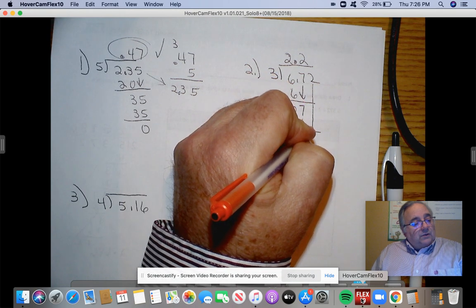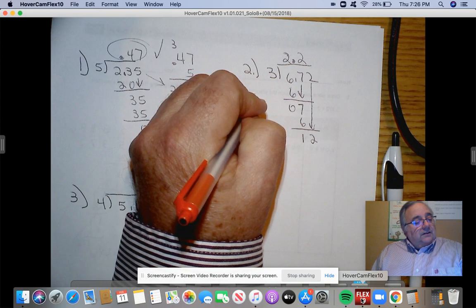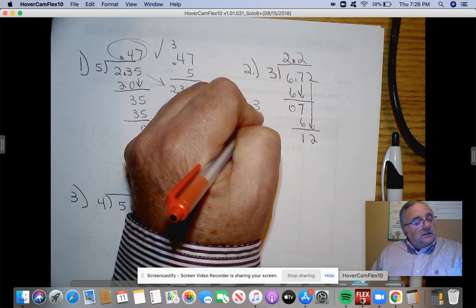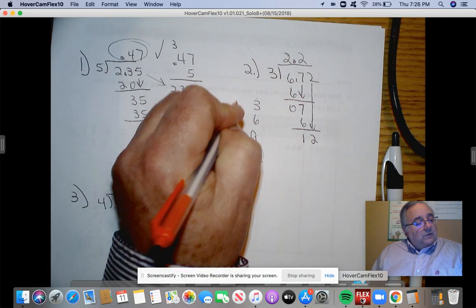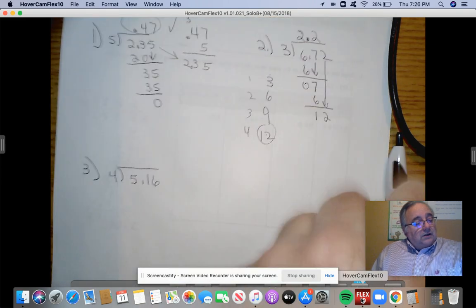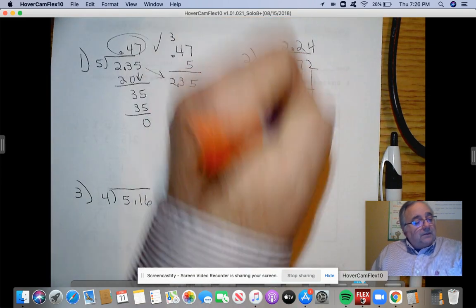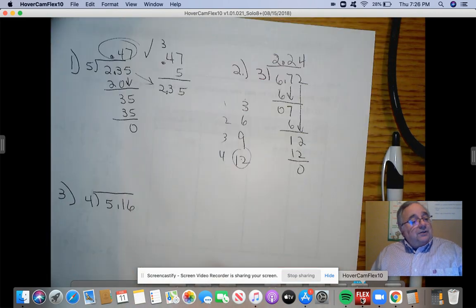Bring down that 12 all the way down. That 2 makes it 12. 3 goes into 12. 3, 6, I'm skip counting. 9, 12. 1, 2, 3, 4. So 3 times 4 equals 12. So the 4 goes up here on top. That's 12, and that's 0. So that should be your answer there.